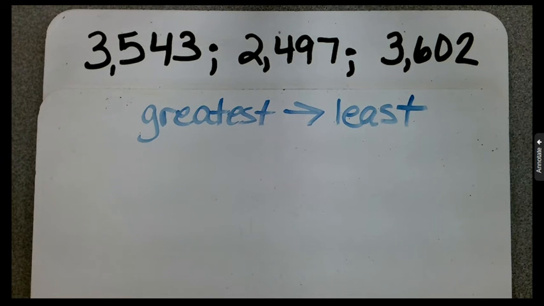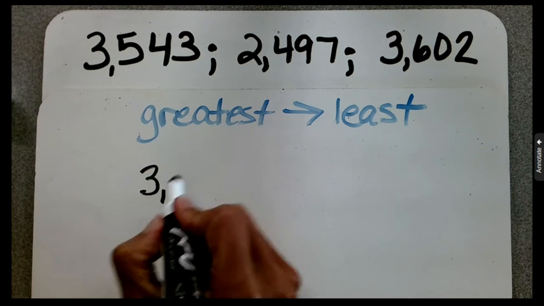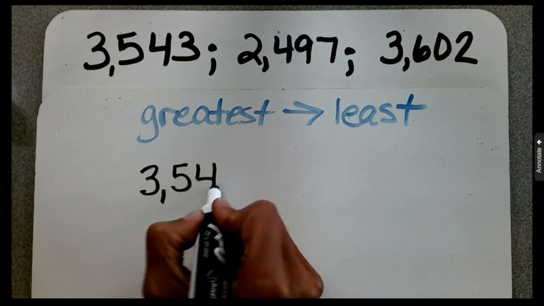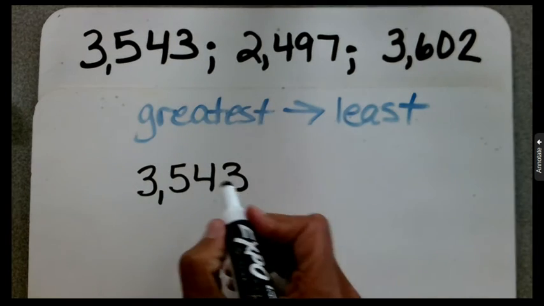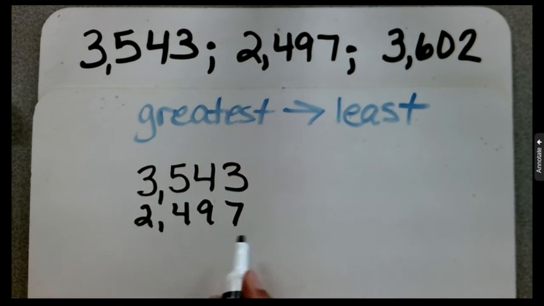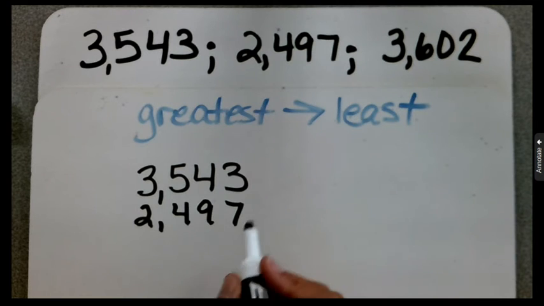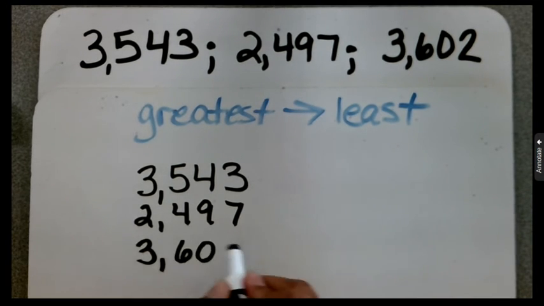Okay, so we're going to stack them up first. We have 3,543. So we're going to line them up by the ones place. That means we're going to stack them. 2,497. Always make sure the ones place is lined up. Then 3,602. So that is step one, stacking our numbers, getting them lined up in the right position.